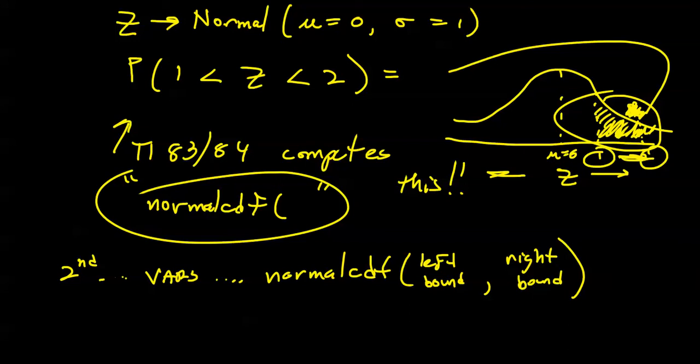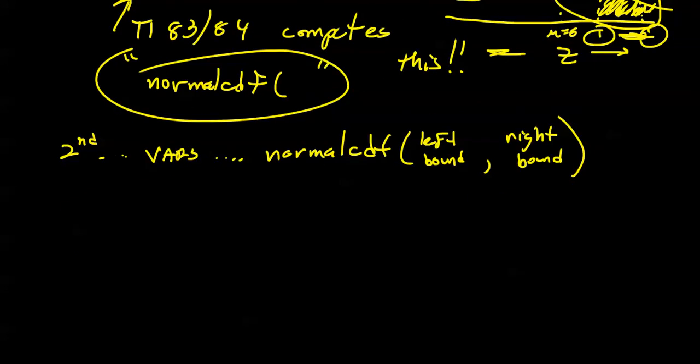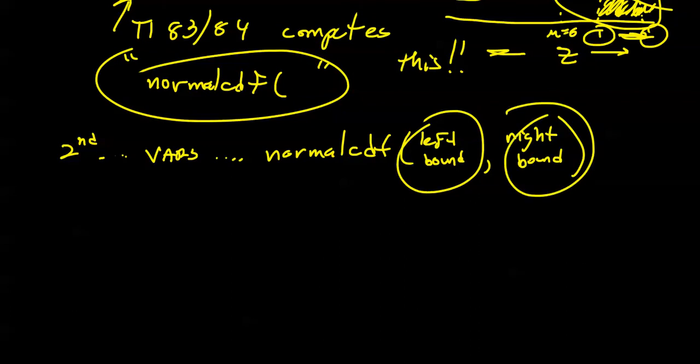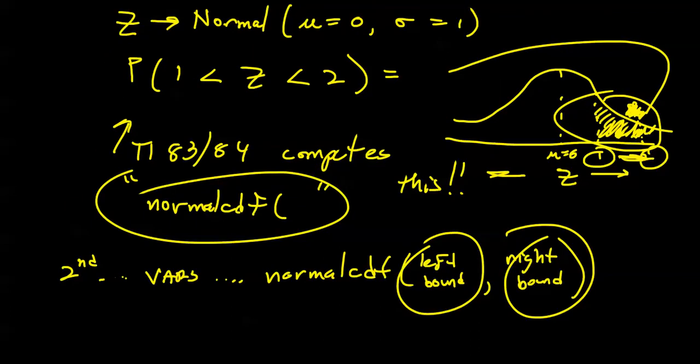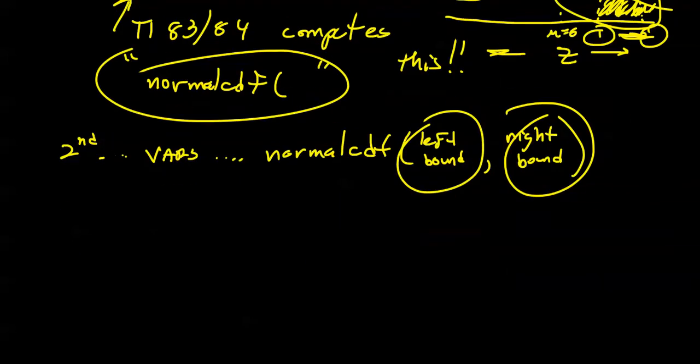The normal CDF command will compute the area under a normal distribution, in this case a standard normal distribution, between a left and a right bound of interest. So you have to enter in a left bound and a right bound for your particular application. In this scenario, it's between 1 and 2, right?